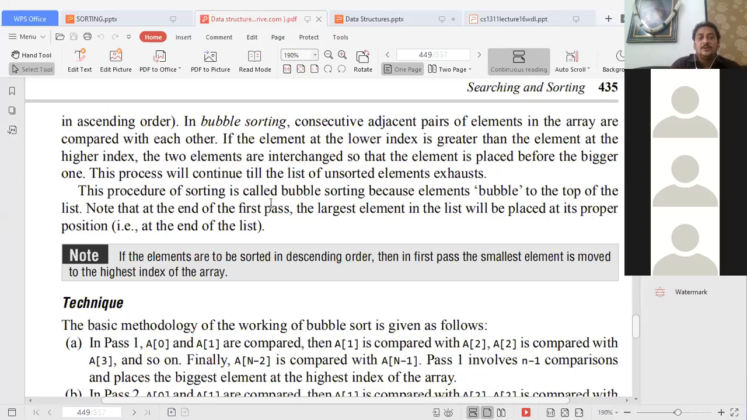Next, this process of sorting is called bubble sorting because elements bubble to the top of the list. And note that at the end of the first pass, the largest element in the list will be placed at its proper position, that is the end of the list. Is that what we've discussed so far? Yes, sir.